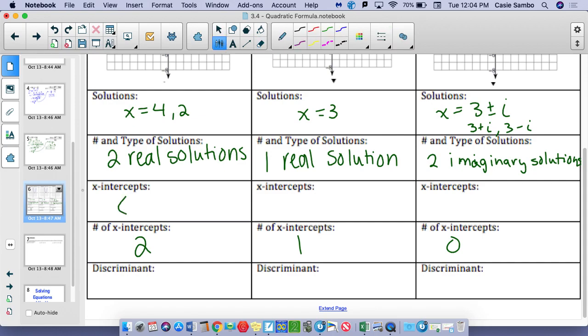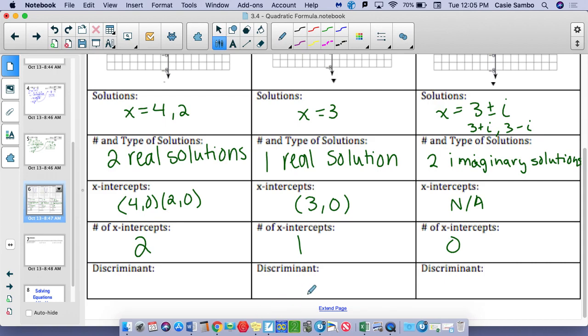The x-intercepts, though, of this first one are at (4, 0) and (2, 0). On the second one, it was at (3, 0), and on the last one there were none, so it's not applicable. There were 2, 1, and 0.